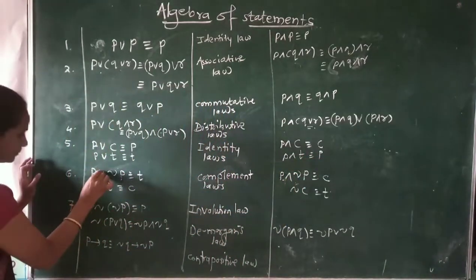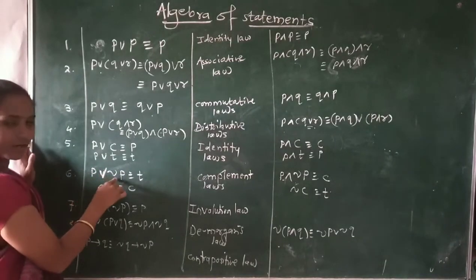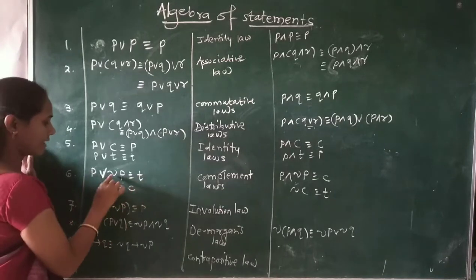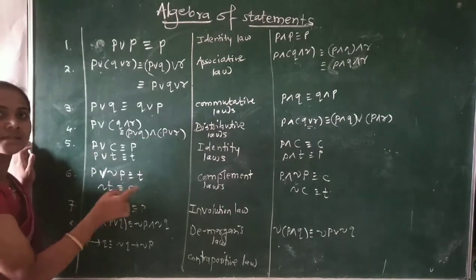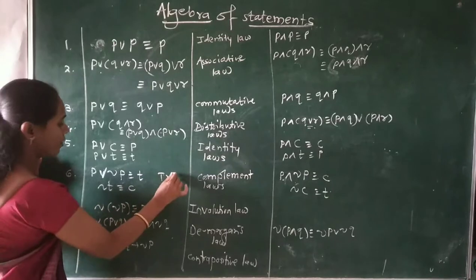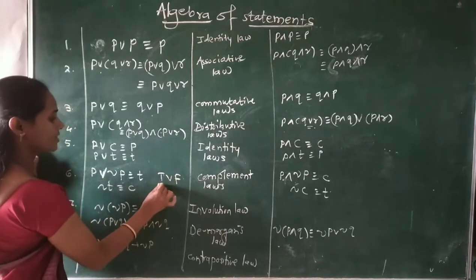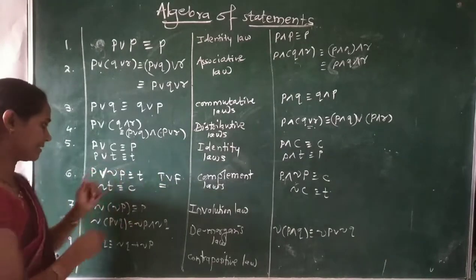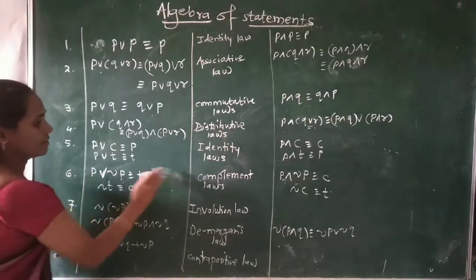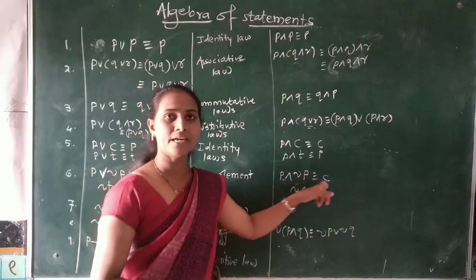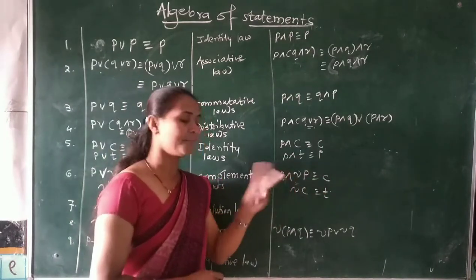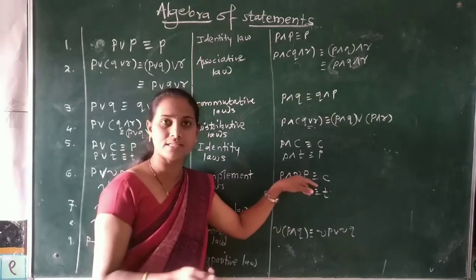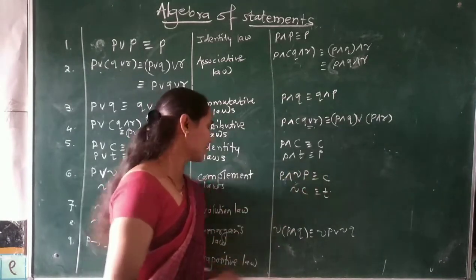Next one, P or negation P is equal to T. If P is T, then its negation is F. So T or F, which is T. In disjunction, if both are F, then it is F, otherwise it is T. Next, P and negation P is C, because in conjunction, if both are T, then it is true, otherwise it is false. So if P is T, then its negation is F. So T and F is contradiction.